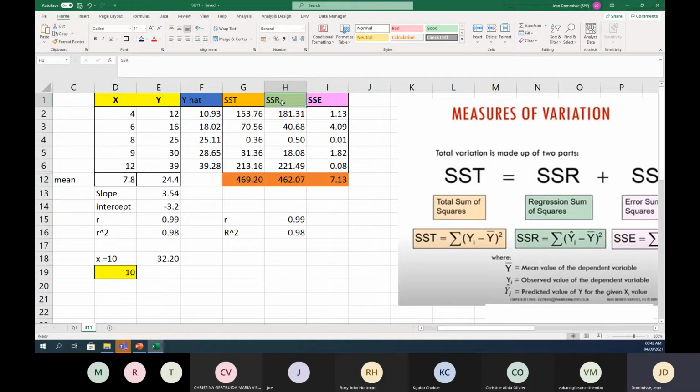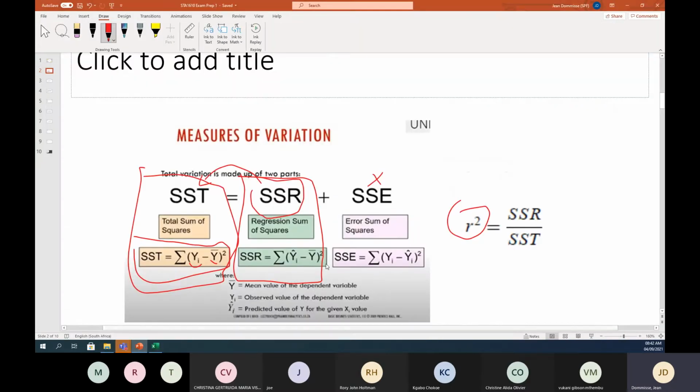Now we get to the SSR, and you will see in the SSR formula that we have a y hat, and then we have the mean. So the mean is fine. We don't have an issue with the mean. The mean we have previously worked out, 100% we know where to get that. The y hat is where the more difficulty comes in. So let me just write here.